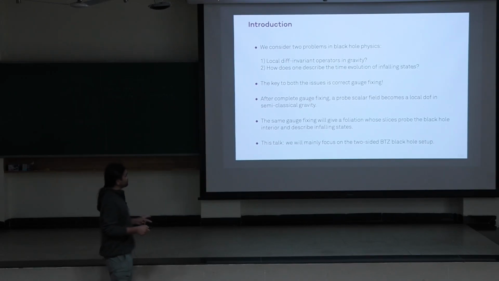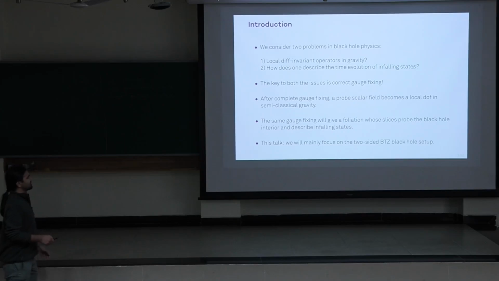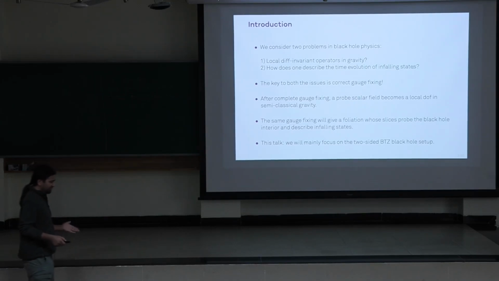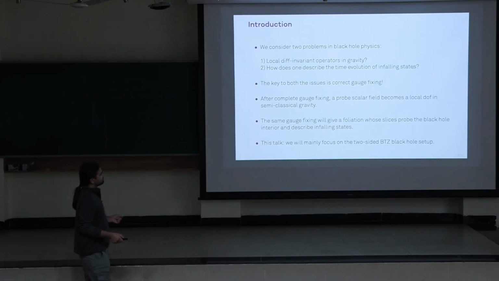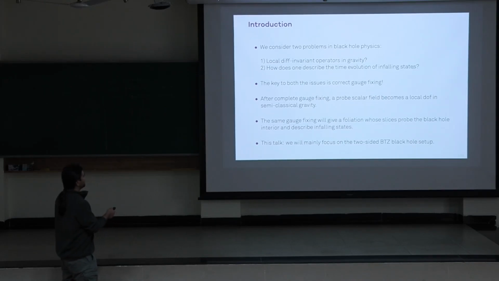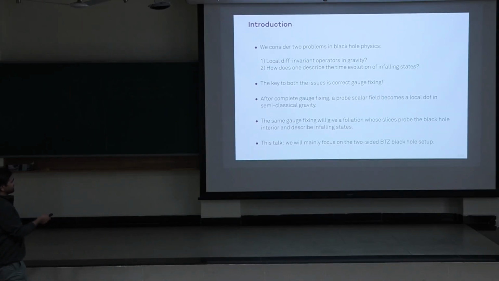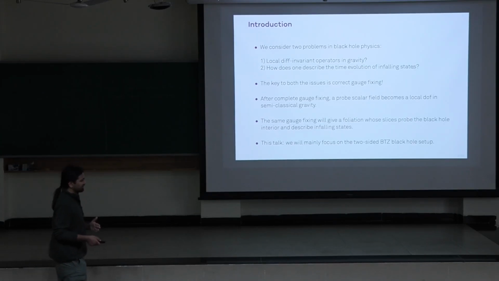So we considered two problems in black hole physics. The first one is about local diffeomorphism invariant operators in gravity. It's not specific to black holes. But what is specific to black holes is the second point: how does one describe the time evolution of infalling states, meaning something that falls into the horizon?